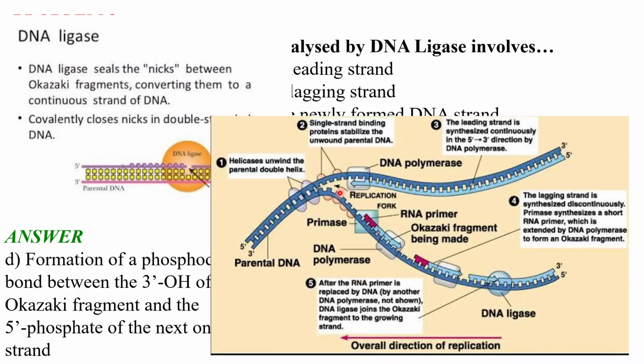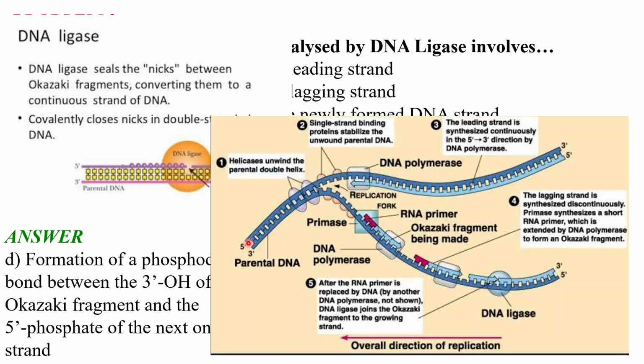First we start with the enzyme helicase, which will unwind the parental double helix. As you can see, look carefully. This is the double helix, the parental DNA. This dark blue one is the parental DNA. One strand goes from 5 prime to 3 prime, another goes from 3 prime to 5 prime. Helicase unwinds the parental double helix and forms the replication fork. The single-strand stabilizing proteins stabilize this unwound parental DNA strand.